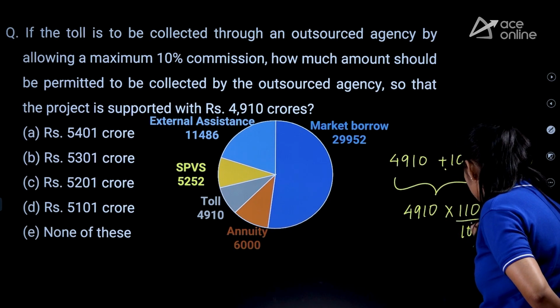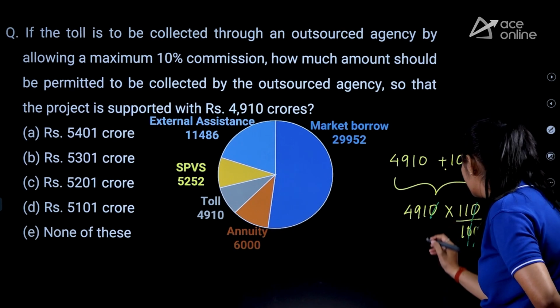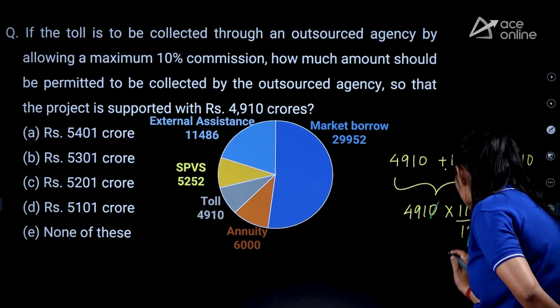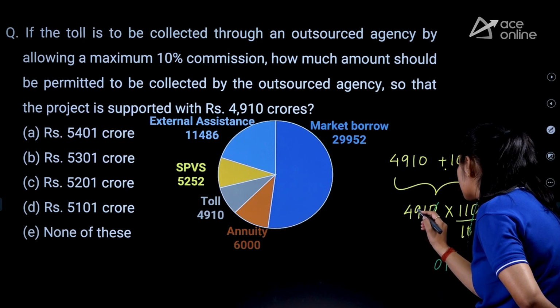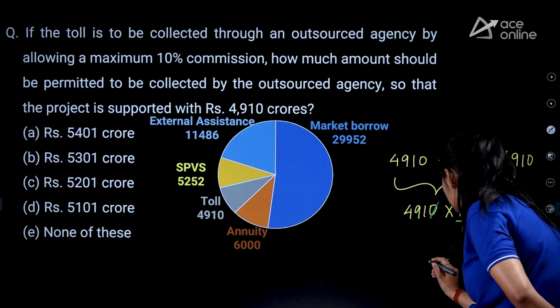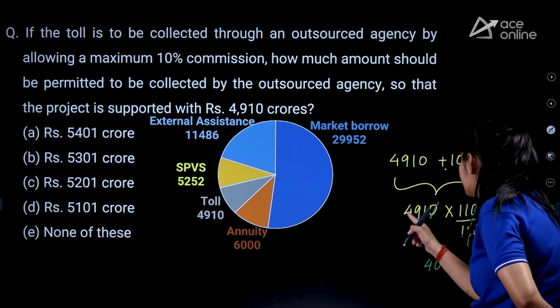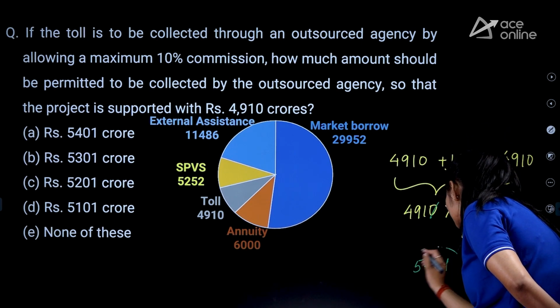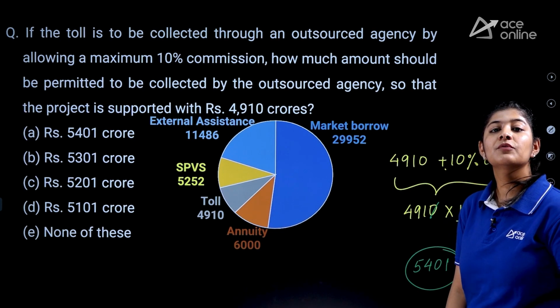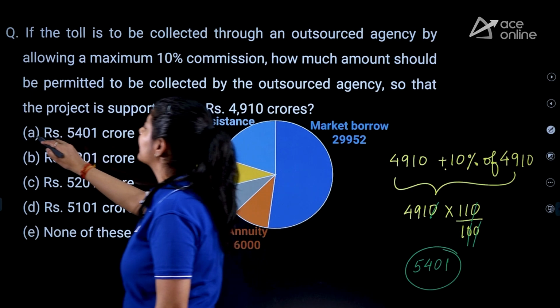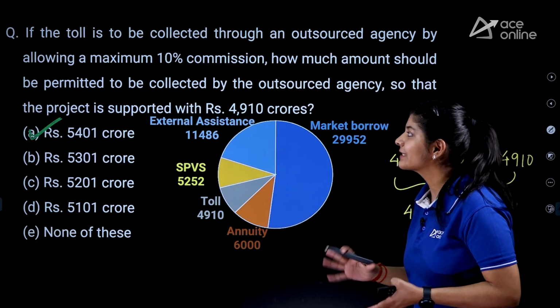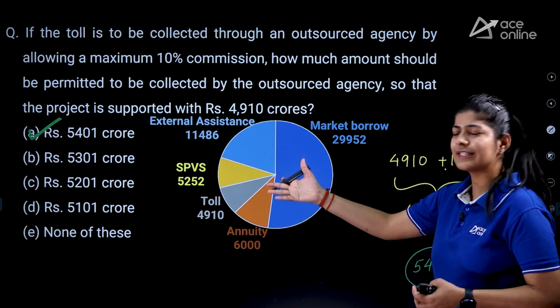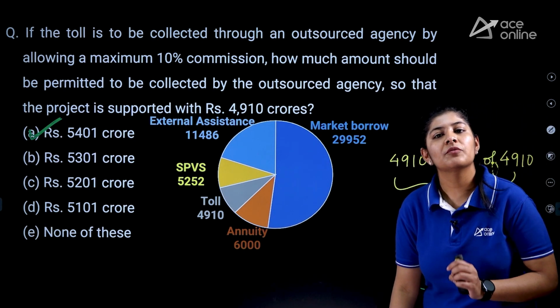Here we can say that this 0 and this 0 are eliminated. Here we have 1 plus 9, that will become 10, and 1 is carried forward. 9 plus 4 is 13, 13 plus 1 is 14, and here we have 4 plus 1, that is 5. So basically the value that we are getting is 5,401 crores. That means the correct answer over here is option A. The final amount collected by the toll is nothing but 5,401 crores. Is it clear?